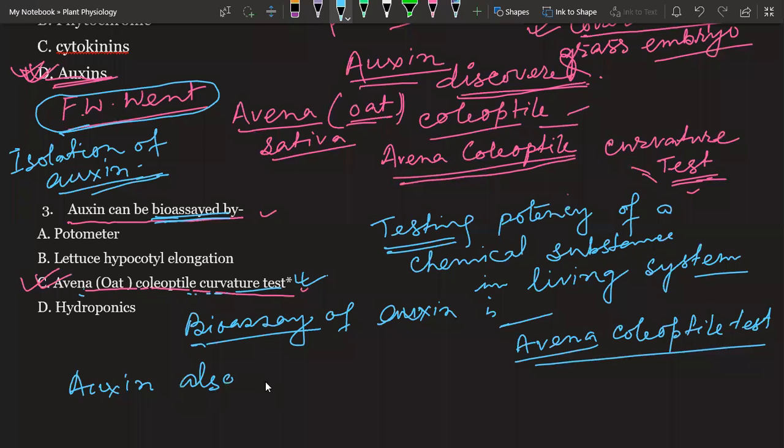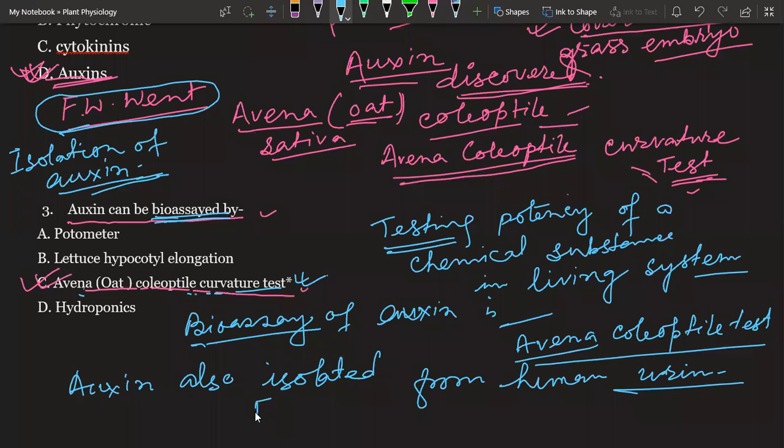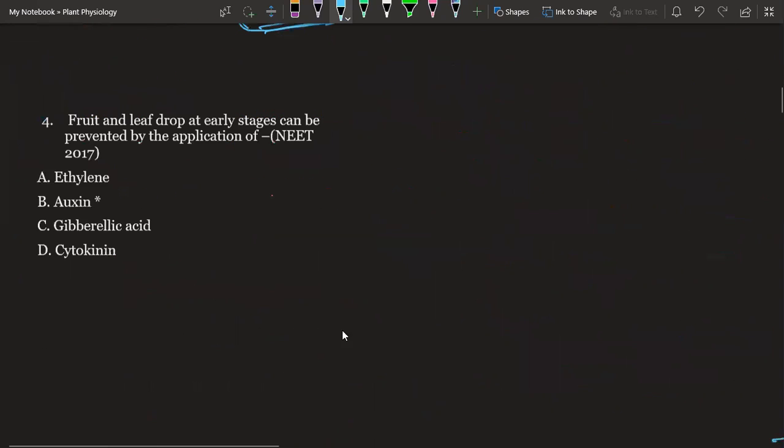Auxin was also isolated from human urine. Okay, this was first. There is a little doubt, of course, but it is in our NCERT book. It is given that it was first isolated from human urine. Okay, we will go to the next question.